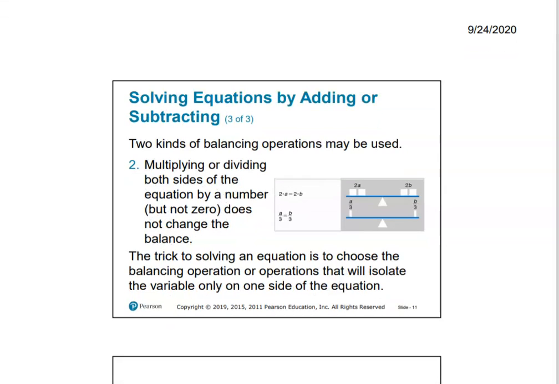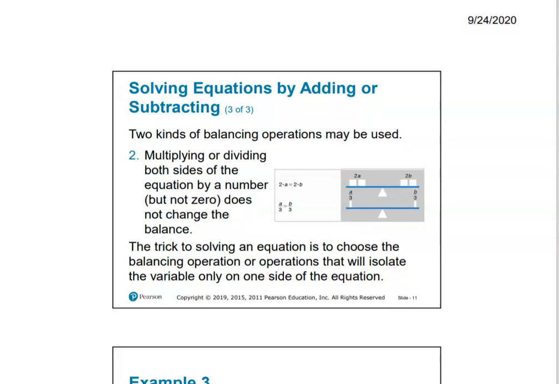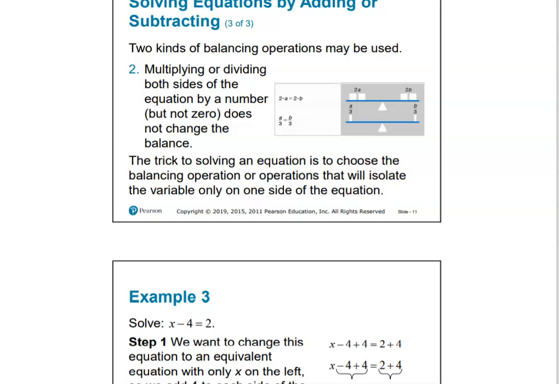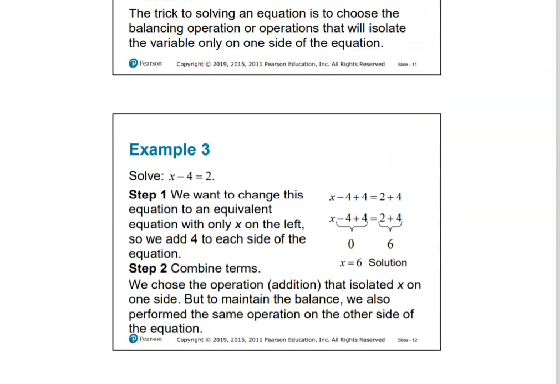The trick to solving an equation is to choose the balancing operation or operations that will isolate the variable only on one side of the equation. So, step 1, it says we want to change the equation to an equivalent equation with only x on the left.